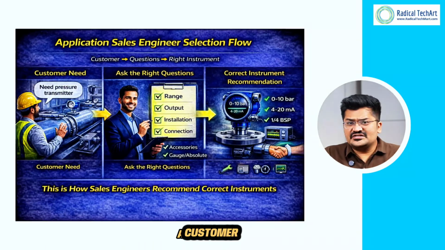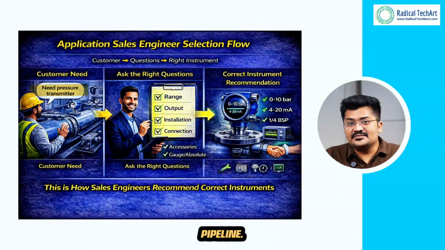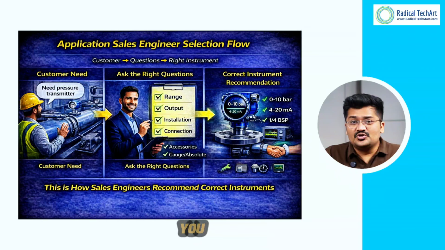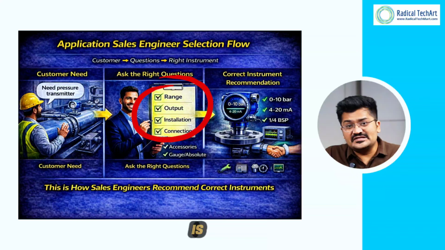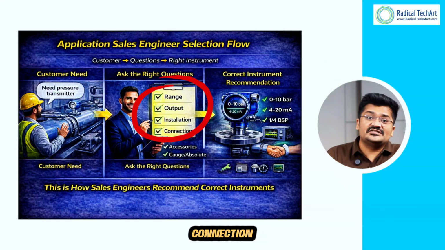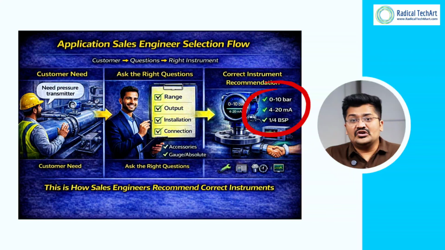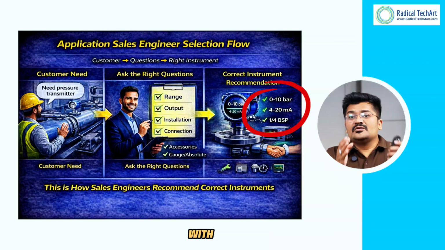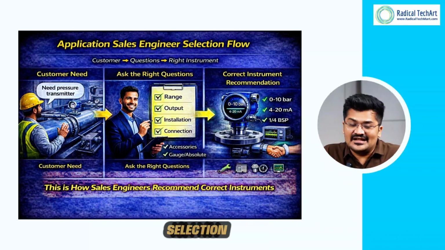Now let us take a real industrial example. A customer says, I want to measure pressure in a compressed air pipeline. Now, as an application engineer, you should ask, what is the pressure range? What type of output is required? Where will the instrument be installed? What process connection is needed? Based on this information, you might suggest a 0 to 10 bar pressure transmitter with 4 to 20 mA output with 1/4-inch BSP process connection. This is how application-based instrument selection works.